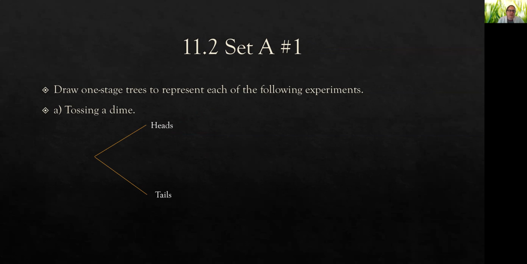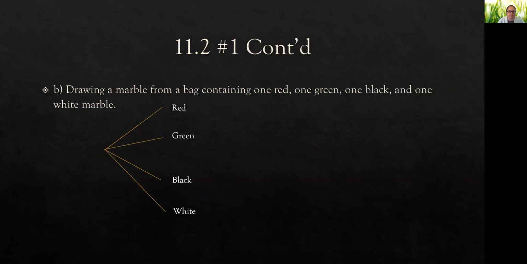First, we could toss a coin. Well, we're either going to see the heads or we'll see the tails. There's 2 outcomes, so there's only 2 branches for that one. Next, we can draw a marble from a bag containing 1 red, 1 green, 1 black, and 1 white. So since there's 4 different colors, we have 4 branches.